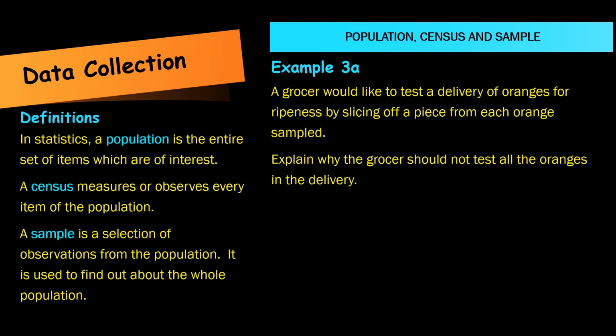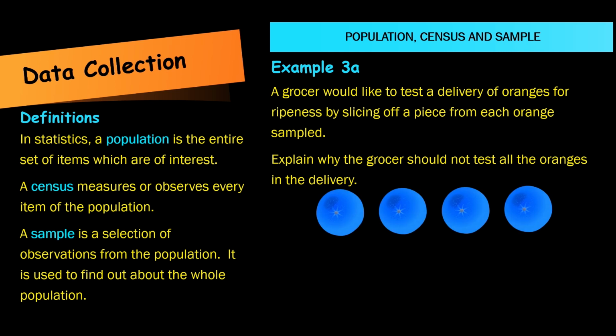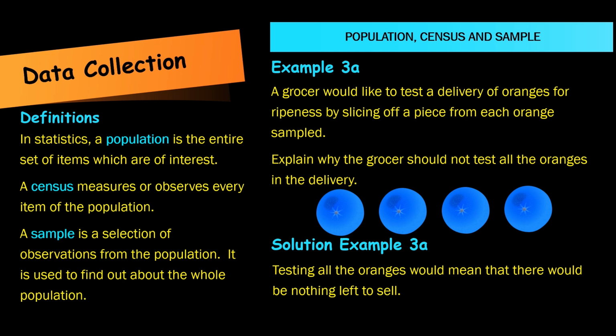Let's begin with example 3a. A grocer would like to test a delivery of oranges for ripeness by slicing off a piece from each orange sampled. Explain why the grocer should not test all the oranges in the delivery. So let's solve this. Of course, as we mentioned earlier, testing all the oranges would mean that there would be nothing left to sell.